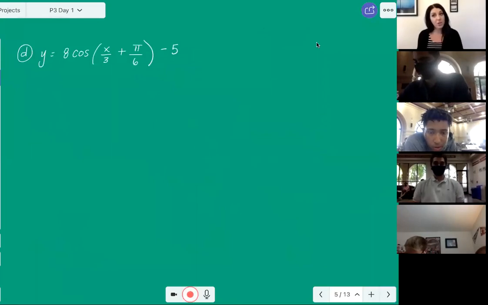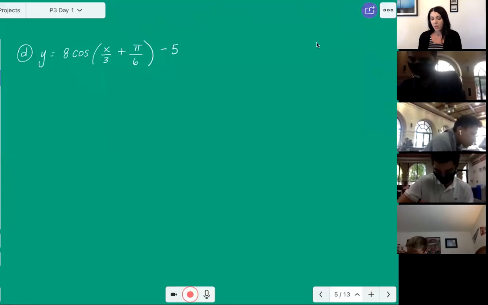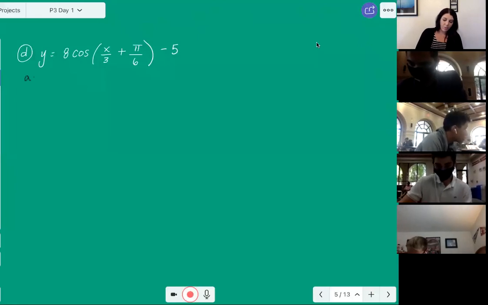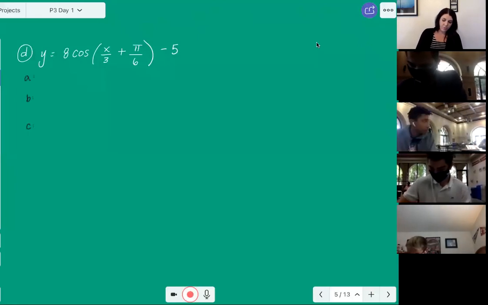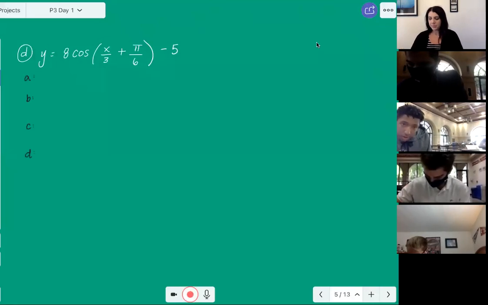8 cosine. This one's tricky. We've got a bunch of fractions in here. 8 cosine of x over 3 plus pi over 6 minus 5. I'm going to give you less time this time. I'll give you a minute and a half. We'll see how we do. Okay, go. And you're finding your amplitude, period, phase shift, and vertical shift after you find your A, B, C, and D.